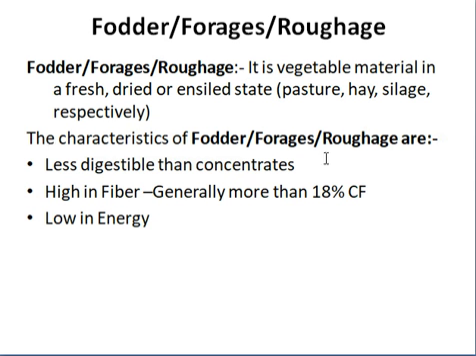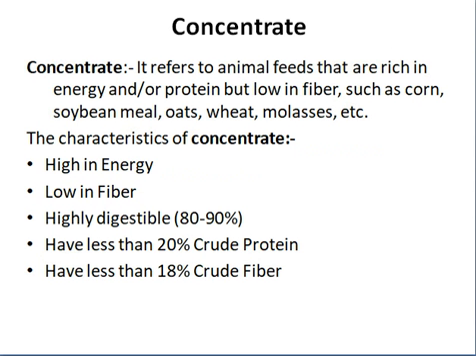There are certain characteristics of fodder, forage and roughages. They are less digestible. They are high in fiber, generally more than 18% crude fiber, and they are low in energy. So this is fodder, forage or roughages.